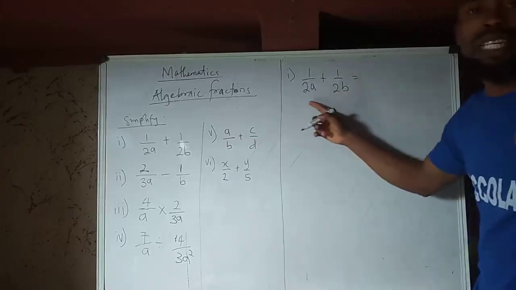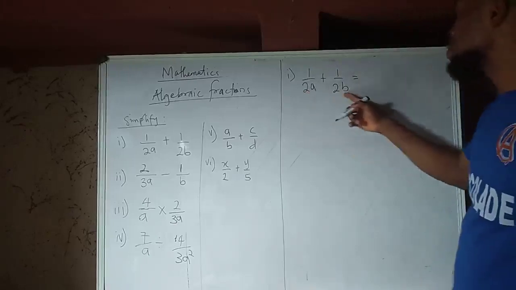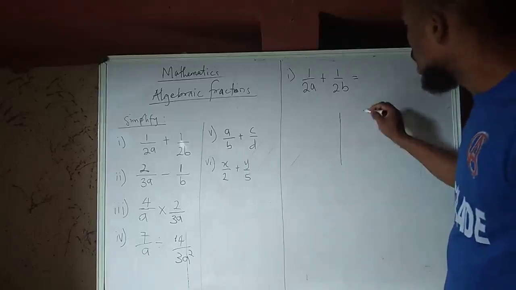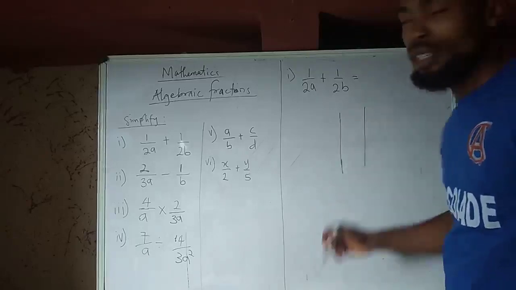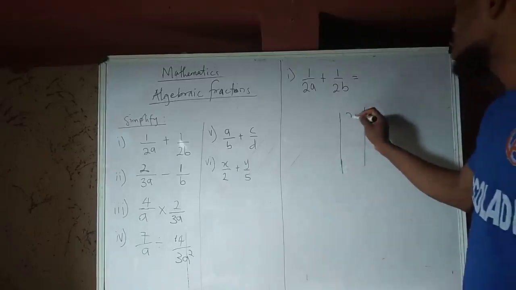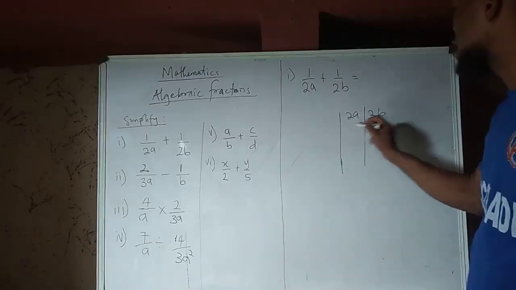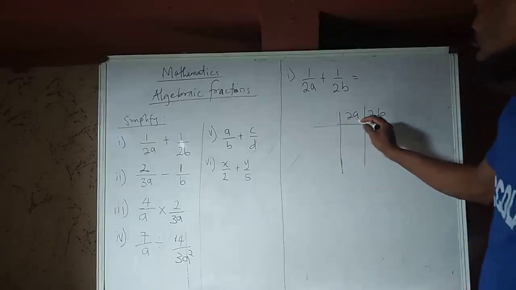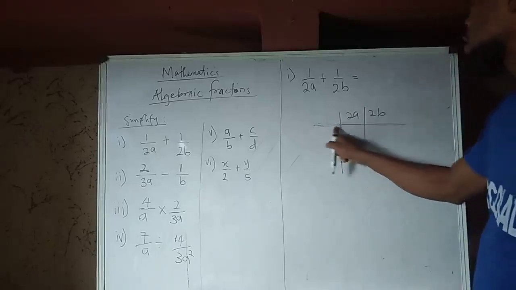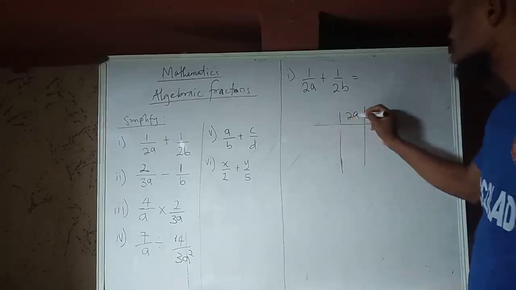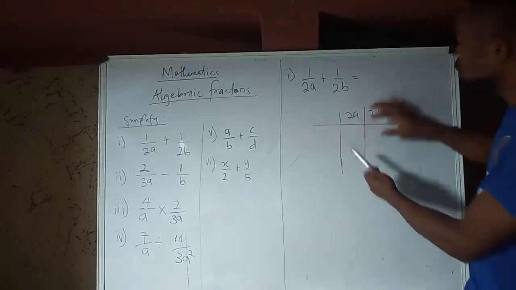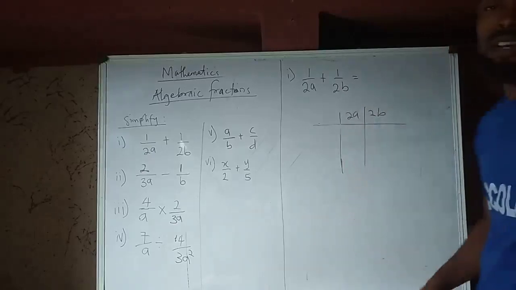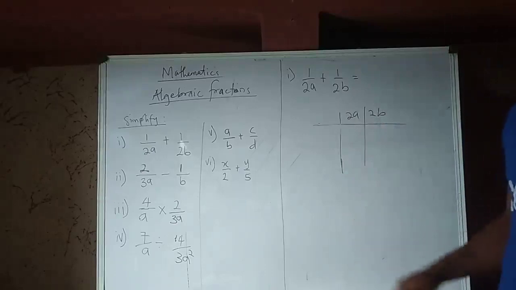So what will be the LCM of 2a and 2b? Let me show you how to get that. It's just the same way of getting the LCM of numbers, but since we've not done something like this yet, let's do this now. How do we get the LCM of numbers? First of all, we are going to divide through each of those terms until we have one left on each column.